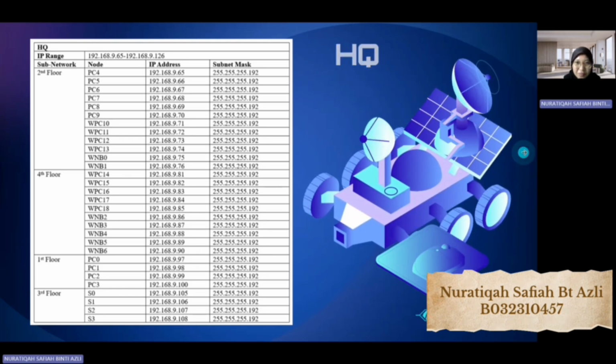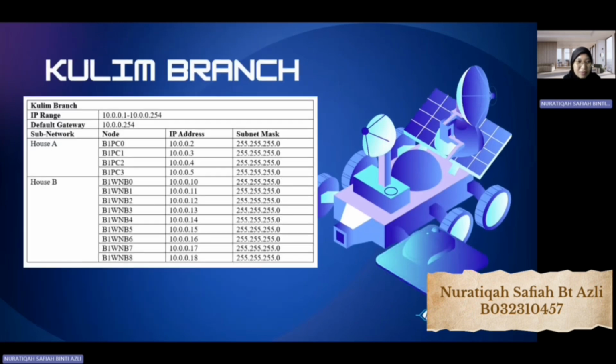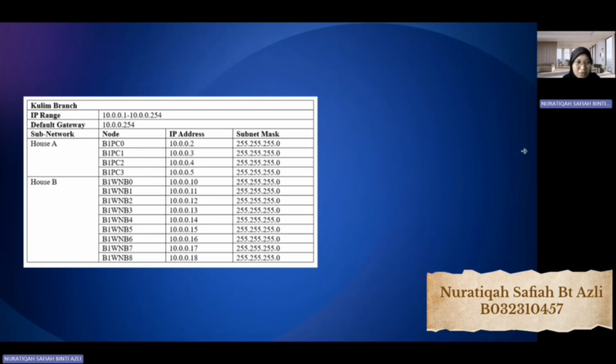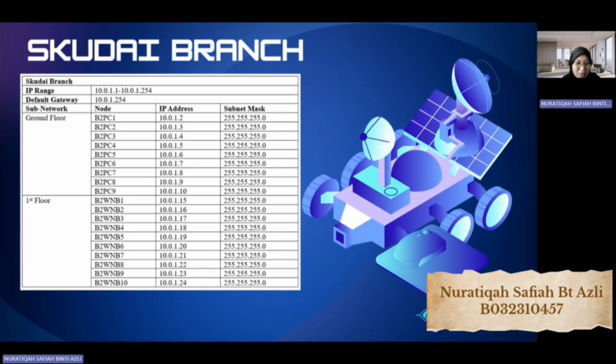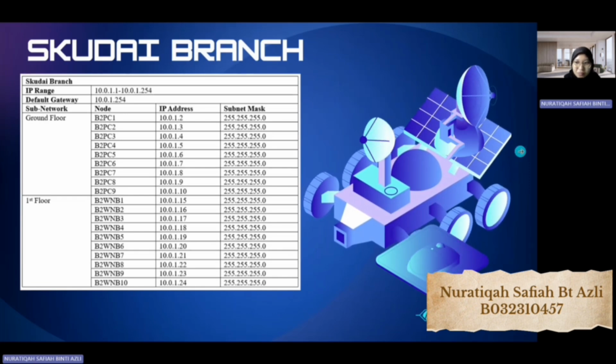the third first floor with 4 devices, and third floor also with 4 devices. As for the cooling branch, this is the branch part where we have to divide the subnet into two subnets, which is the /24. We choose /24 for cooling branch with house A with 4 devices and house B with 9 devices. As for school die with ground floor, we have 9 devices and first floor with 10 devices.